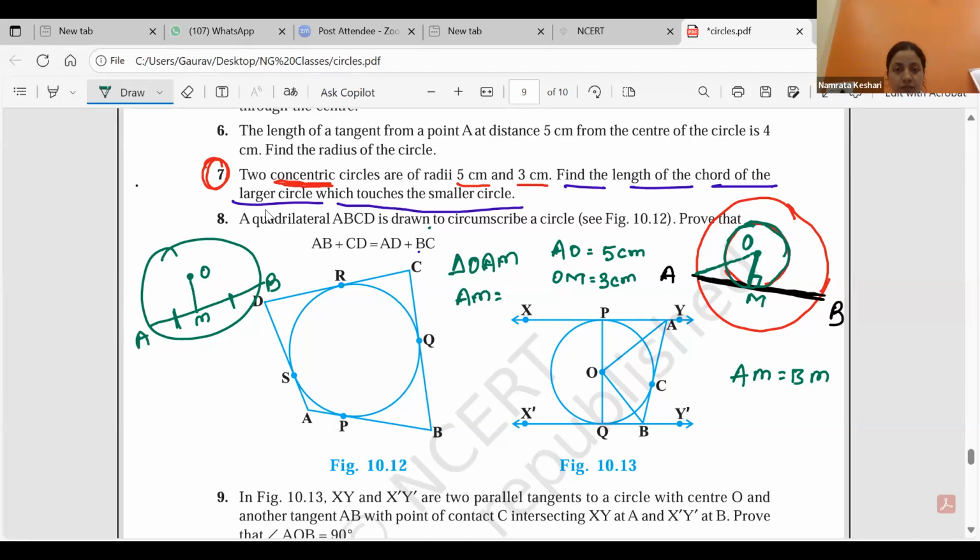Ma'am, I'm getting AM as 4 centimeter. So AM is 4 centimeter and already we have declared that AM and BM are equal, because our chord is getting bisected, so BM will also be 4 centimeter, hence AB, the length of the chord of the larger circle which touches the smaller circle, will be 4 plus 4, that is 8. Is it clear Afreen and Samia?